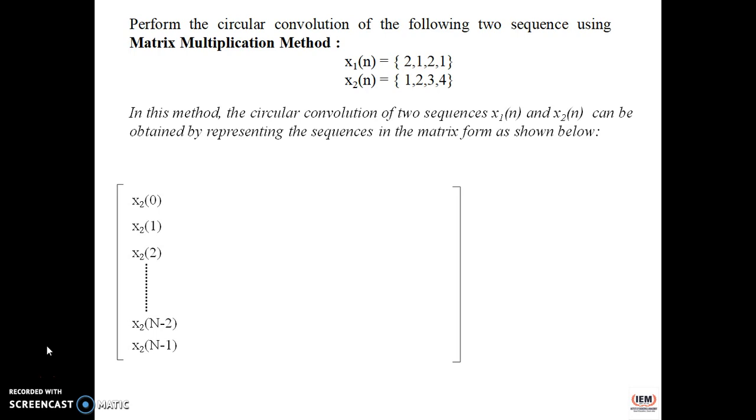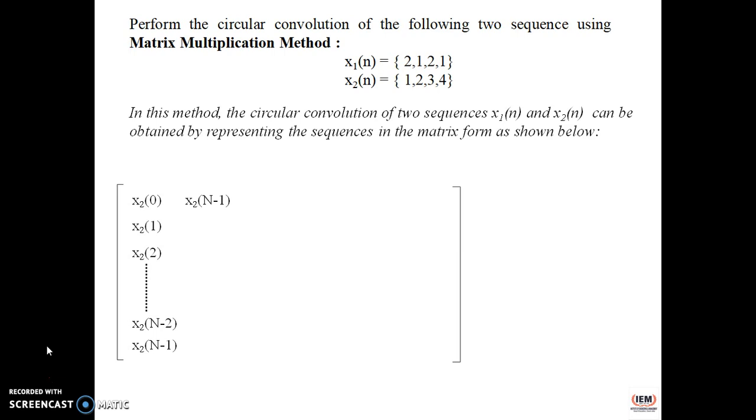Here the first matrix is considered for the small x2n sequence column wise. At the top of the matrix we write the first sequence and then consider the others. In the slide the first column is x20 and then x21, x22 up to x2 capital N minus 1 and x2 capital N minus 2 sequence.